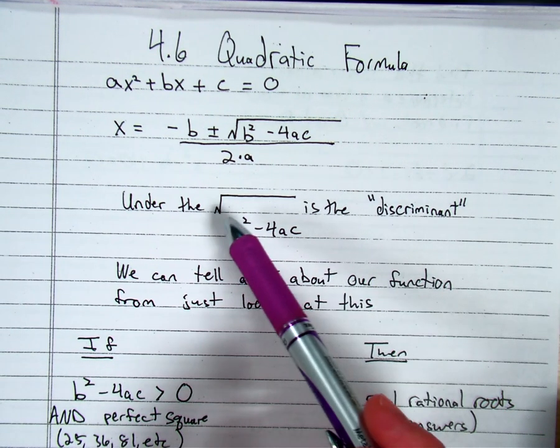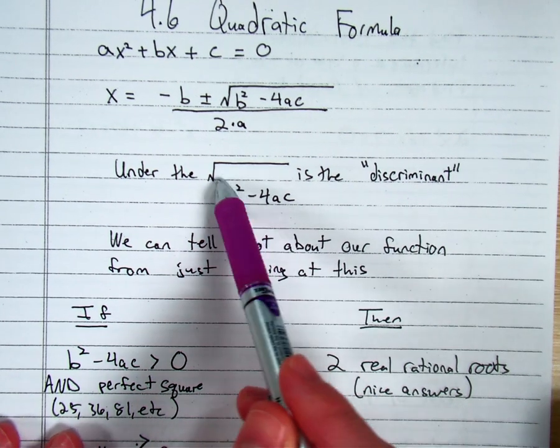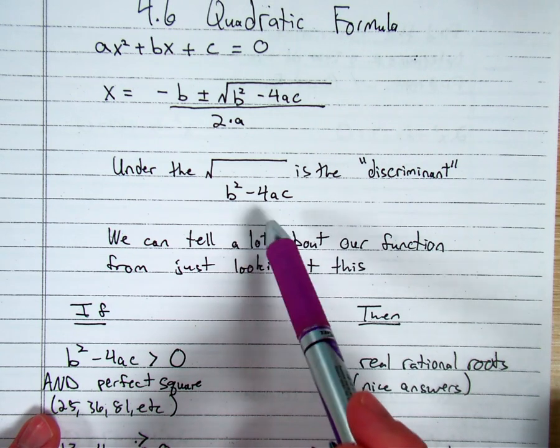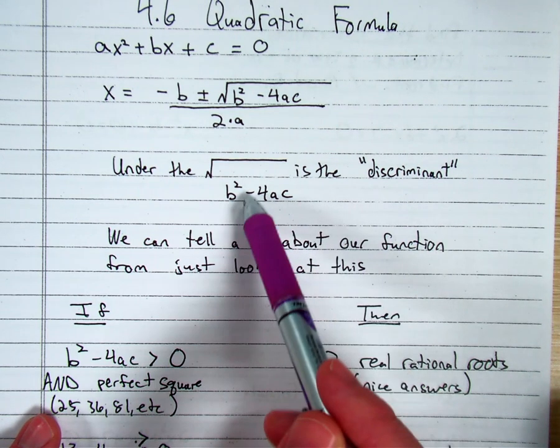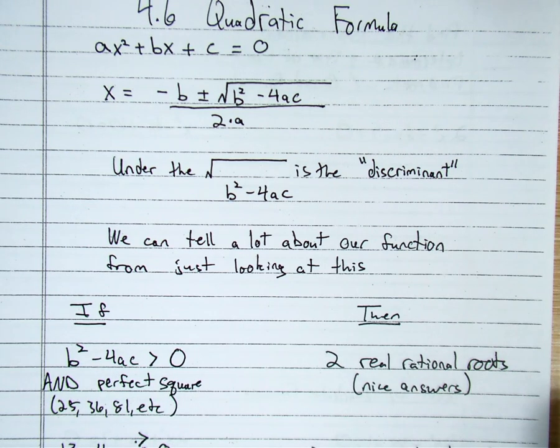Okay, you'll notice that it does have a square root in the formula. And the terms under that square root are called the discriminant. That b squared minus 4ac is the discriminant. And that can tell us a lot about our function just by looking at it.